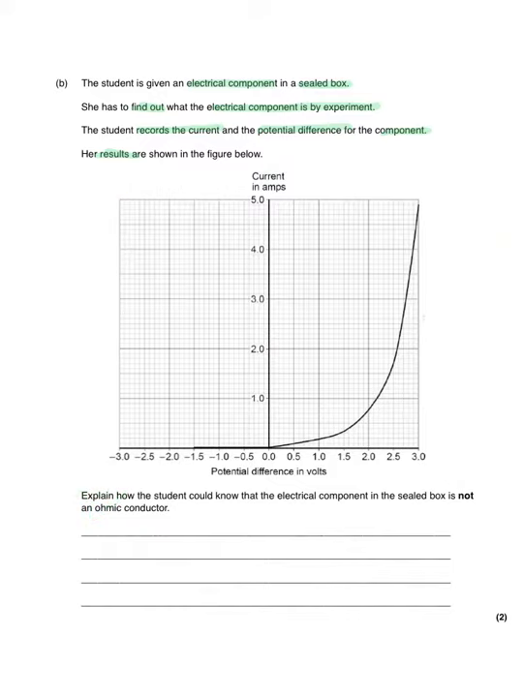The question asks you specifically to explain how the student could know that the electrical component is not an ohmic conductor. Before I try and answer it, let me refresh my memory about what an ohmic conductor is. Well, I know that Ohm's law says that potential difference and current are directly proportional when temperature is constant.